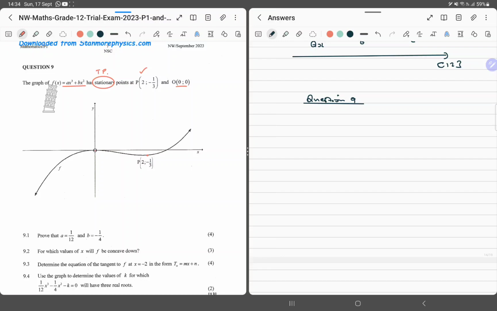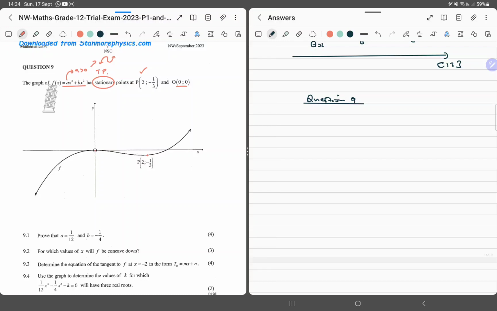And what do we notice? We can see that this a here is greater than 0 because our graph is something like that. Can you see the shape is telling the story? So we know that if we ever had to find the value of a, it has to be a positive value. Now this question says prove that a is 1 over 12 and b is minus 1 over 4.